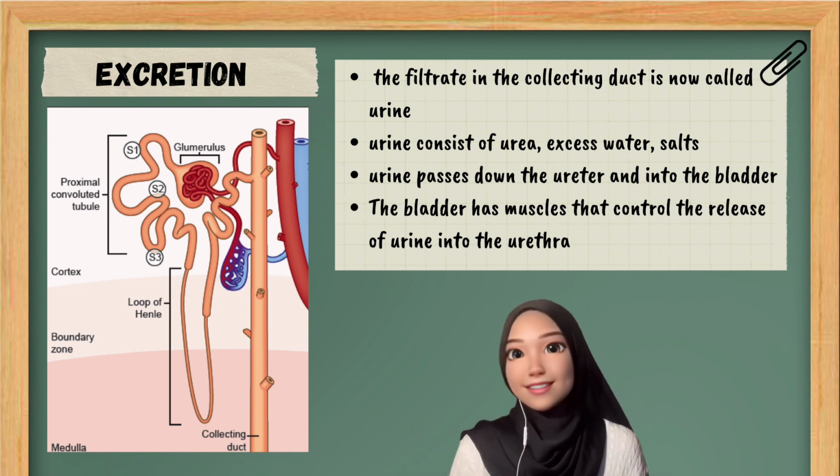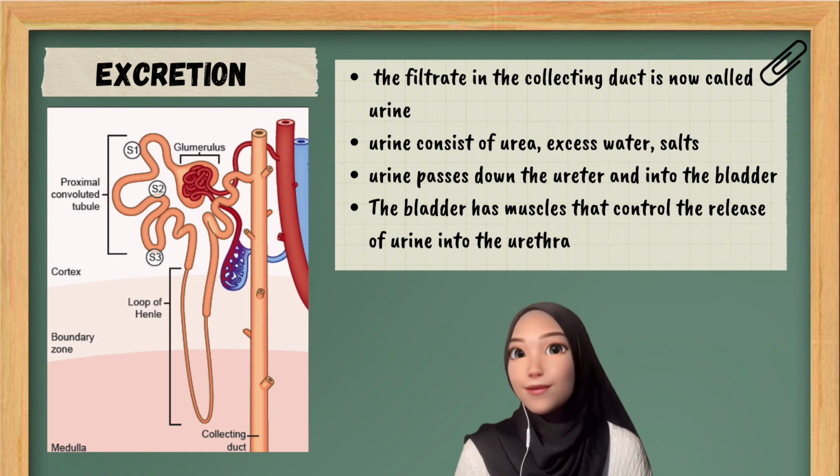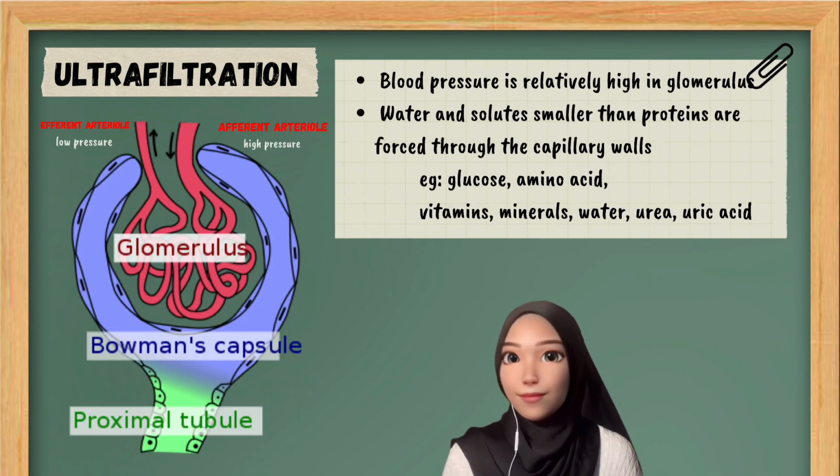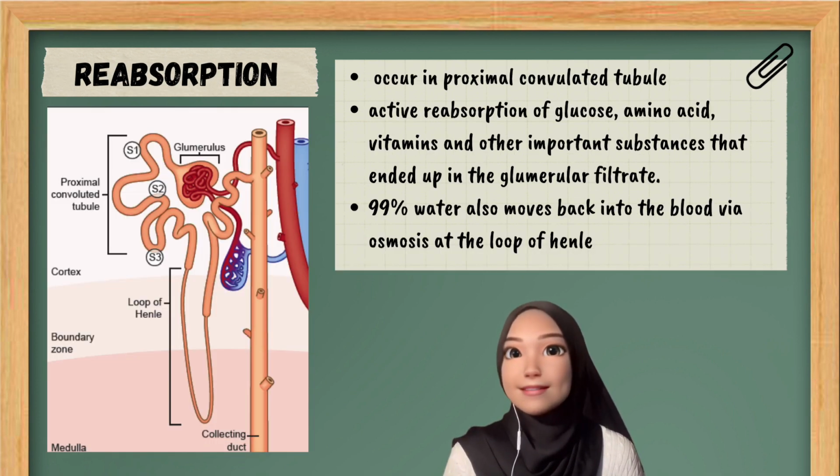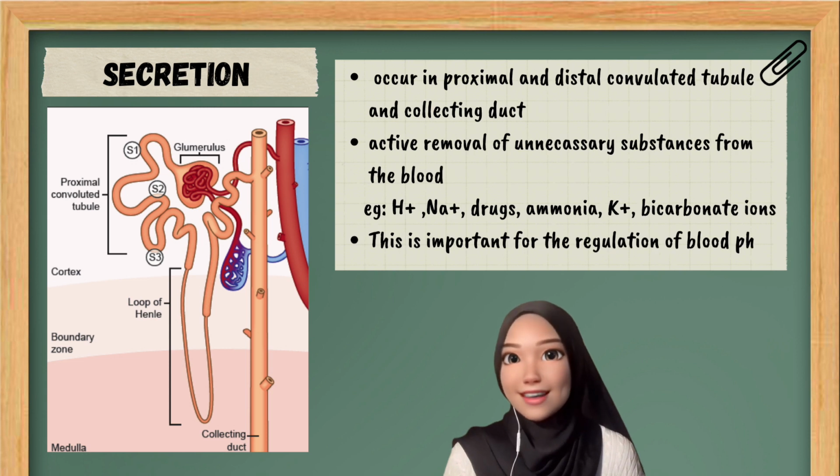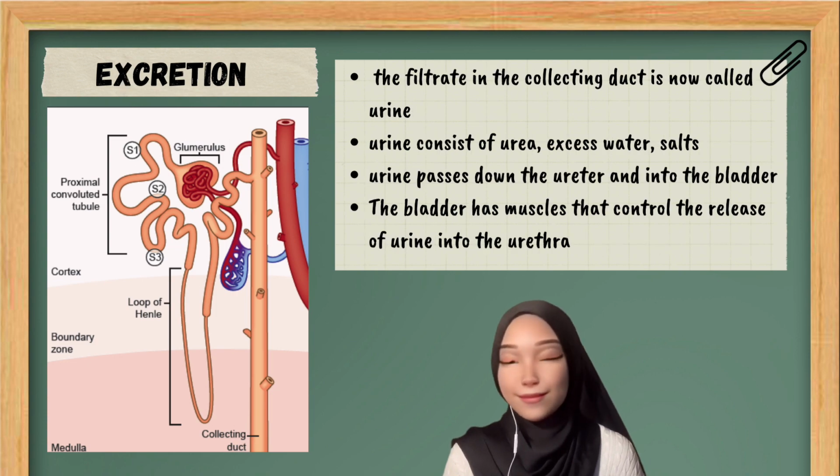So here are the steps of how urine is formed, which are the ultrafiltration process, reabsorption process, and the secretion process. And to remove the urine from our body, it will go through the excretion process.